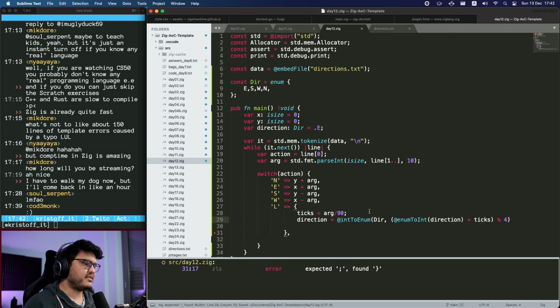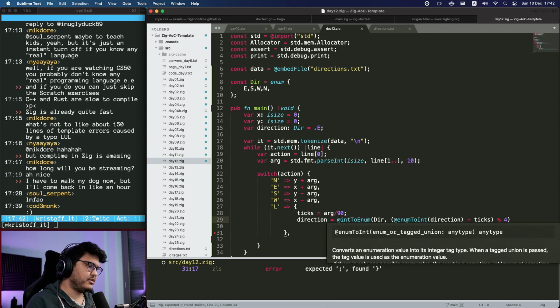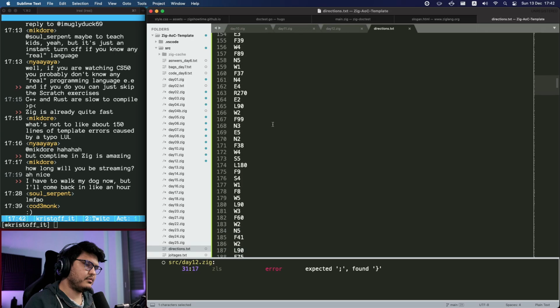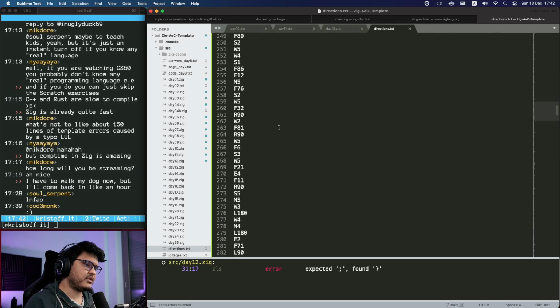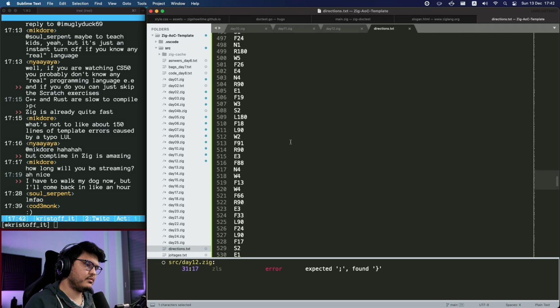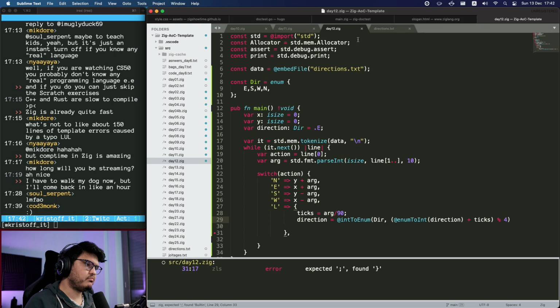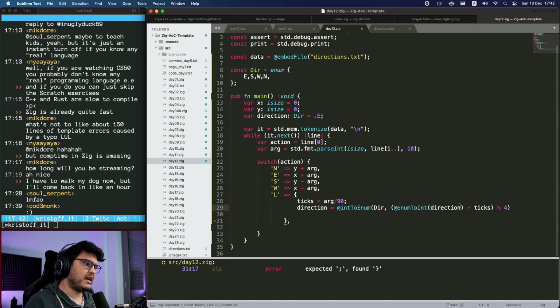So let's see if this makes sense. I take the original direction. I add how many ticks I need to do. Are these always positive? I think they're always positive. So I add how many steps we need to rotate, modulo 4. And this gives me the new direction.